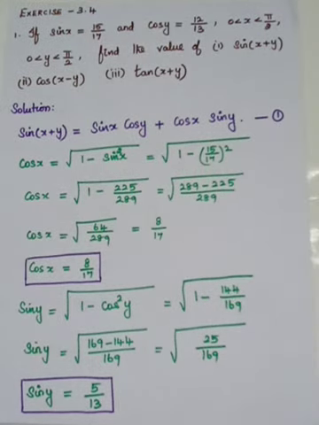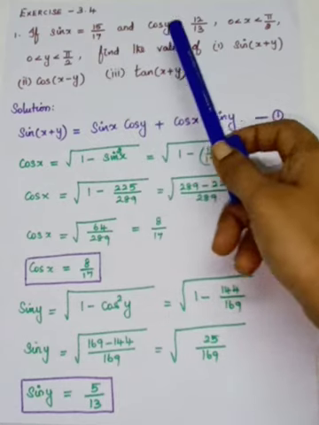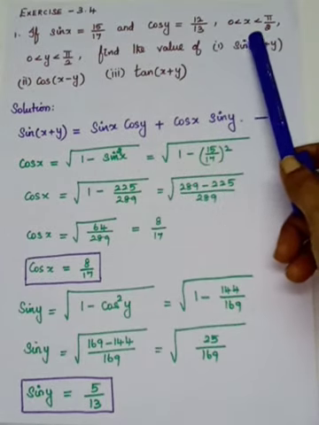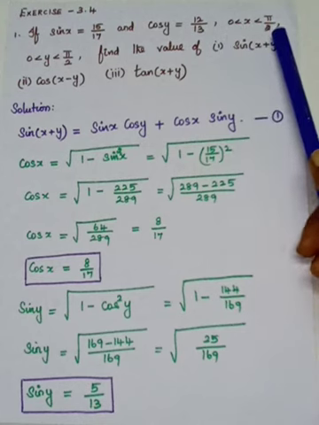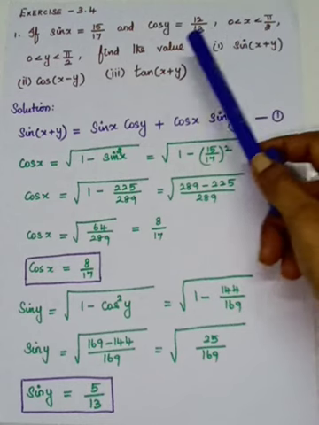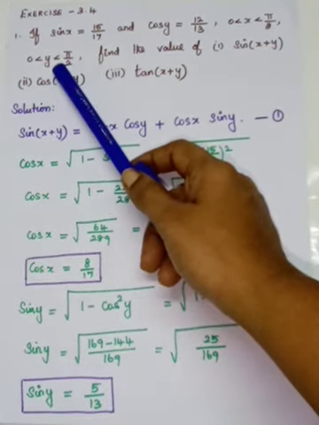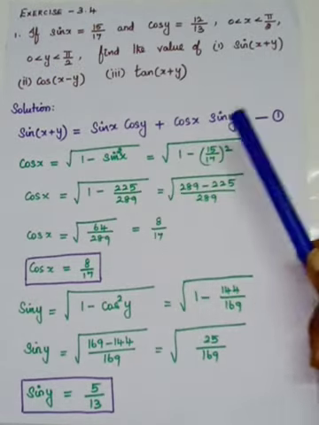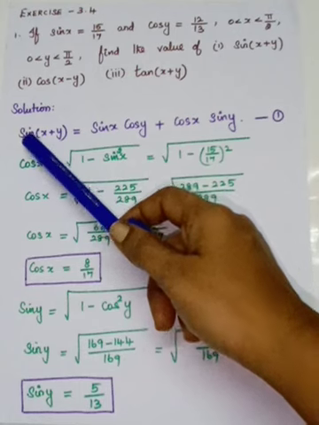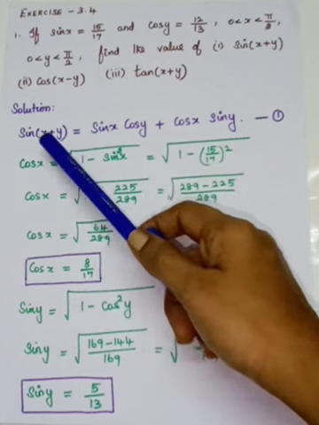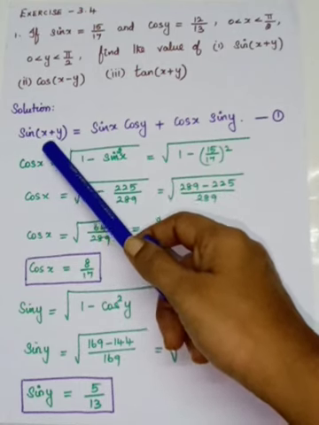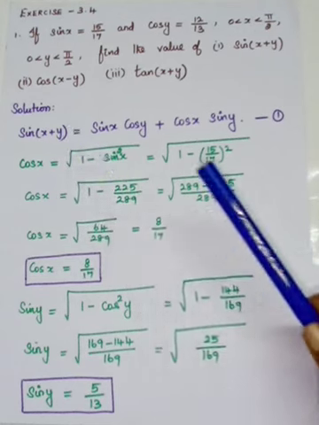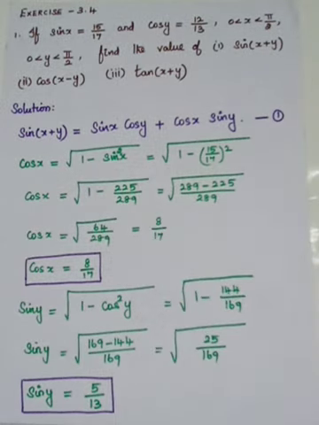Okay, you see that sin x and cos y values are given and x varies from 0 to pi by 2. So x lies in the first quadrant, and y also lies in the first quadrant. So we have to find the three results. First I'll take the first one, sin of x plus y. So you have to use the identity. Six trigonometry identities are there that we are going to use in this exercise 3.4.